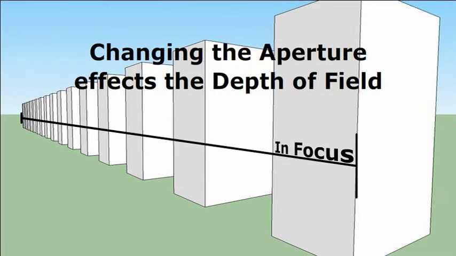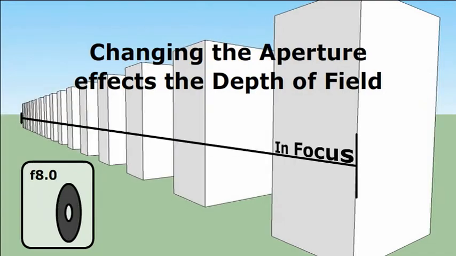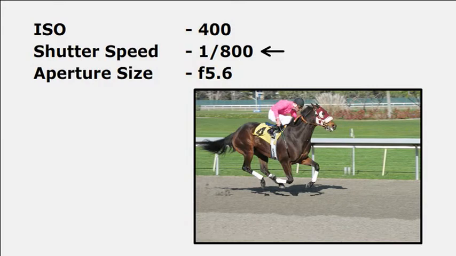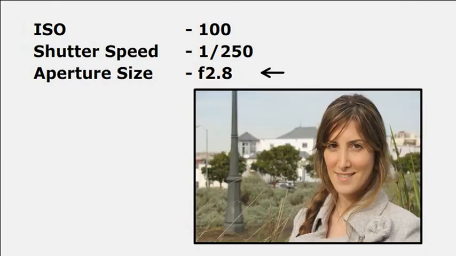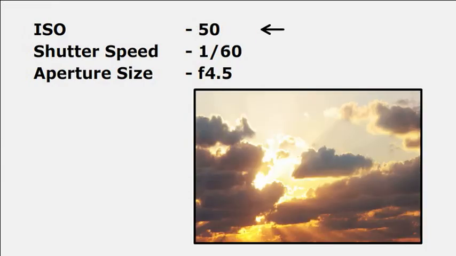Depth of field refers to the amount of the scene that's in focus. A wide aperture results in a shallow depth of field, and a narrow aperture will get you more of the scene in focus. So for example, a sports picture needs a fast shutter speed to stop the action. A portrait needs a wide aperture to blur the background. A landscape needs a narrow aperture to get everything from near to far in focus. And for sunsets, a low ISO setting is recommended to get the cleanest image with the best colors possible.